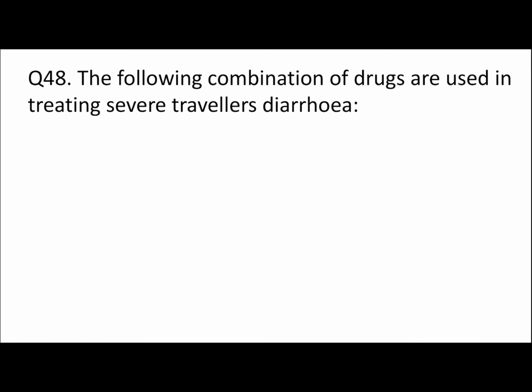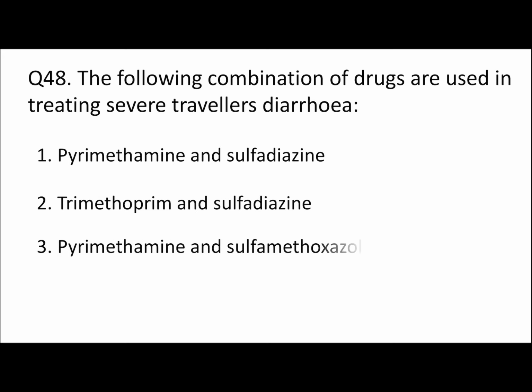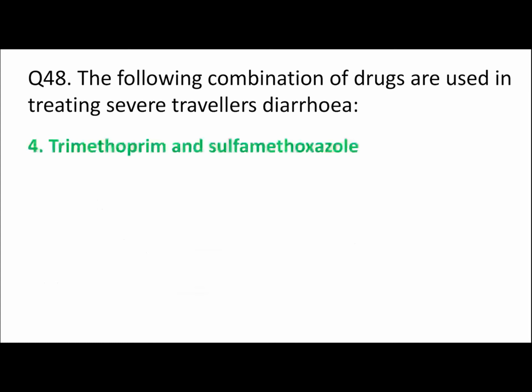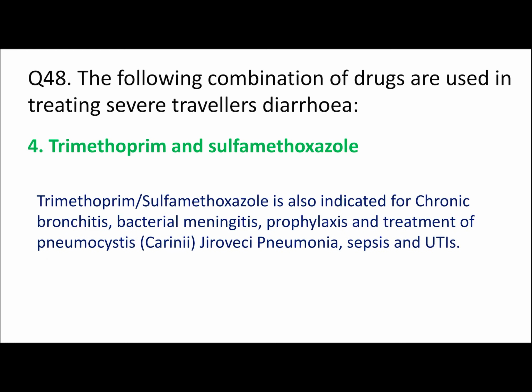48. The following combinations of drugs are used in treating severe traveler's diarrhea: pyrimethamine and sulfadiazine, trimethoprim and sulfadiazine, pyrimethamine and sulfamethoxazole, or trimethoprim and sulfamethoxazole. Here the right answer is trimethoprim and sulfamethoxazole, point number 4. Trimethoprim and sulfamethoxazole is indicated for many other disease conditions like chronic bronchitis, bacterial meningitis, prophylaxis and treatment of Pneumocystis carinii pneumonia, sepsis, and various UTIs.